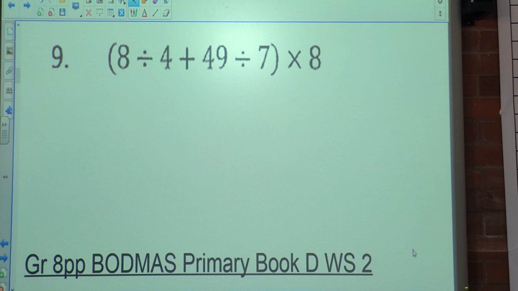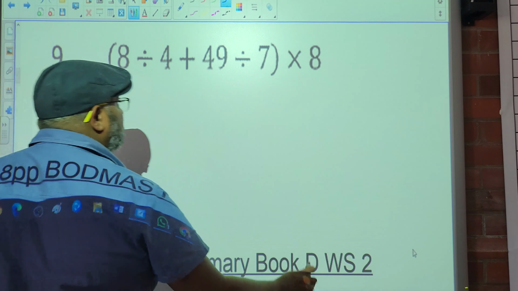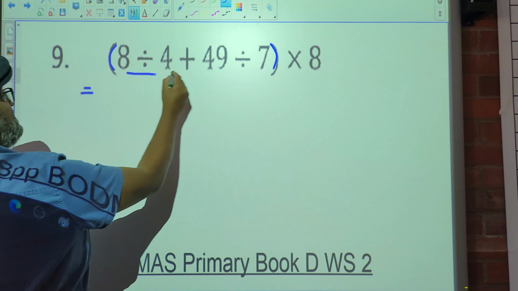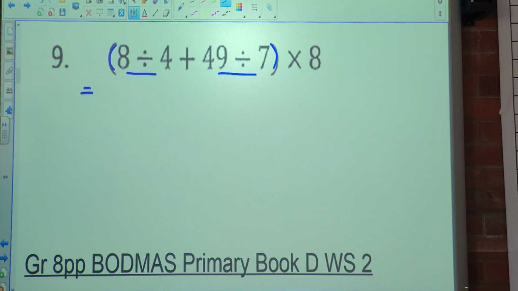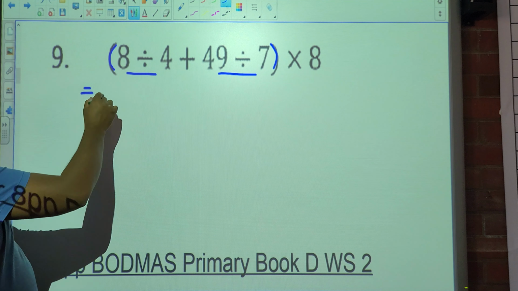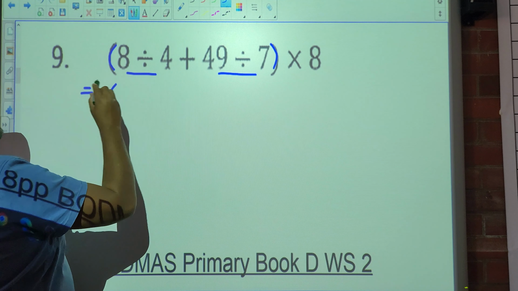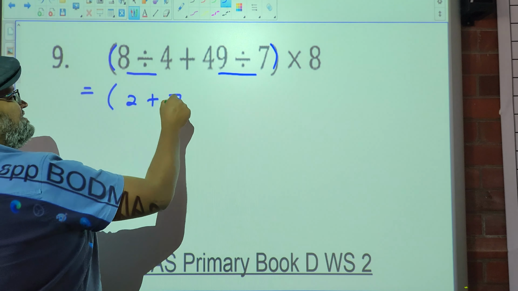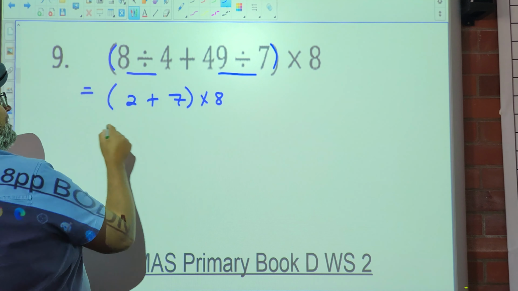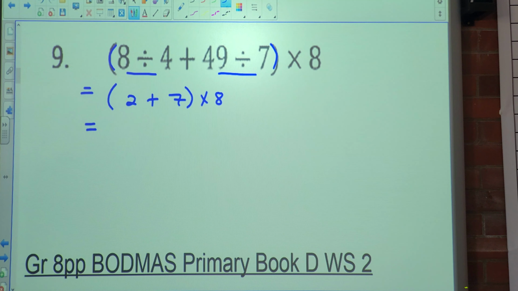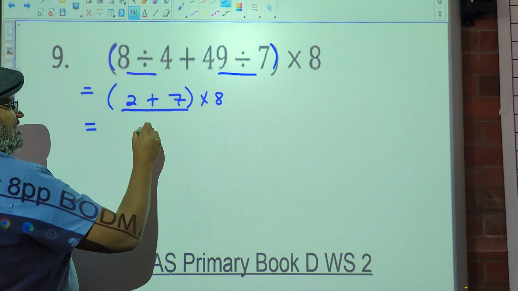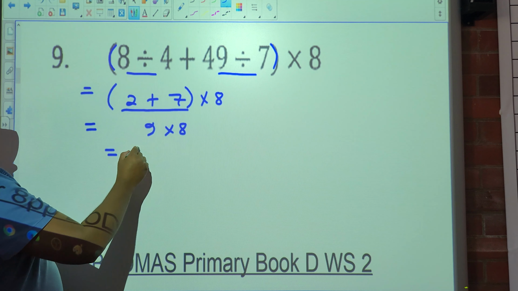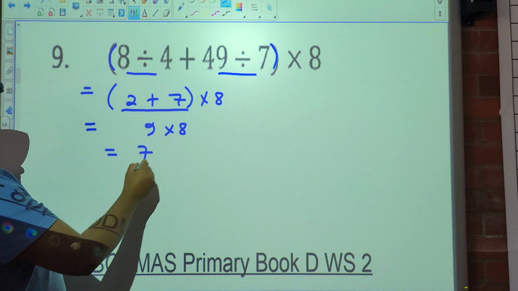Number 9. We've got brackets and multiplication. What must be done first? The brackets. However, inside the bracket we have division and addition. So division first. 8 divided by 4 is 2, plus 49 divided by 7, multiplied by. What is 2 plus 7? 9. As we said, brackets first. And 9 multiplied by 8 is 72.